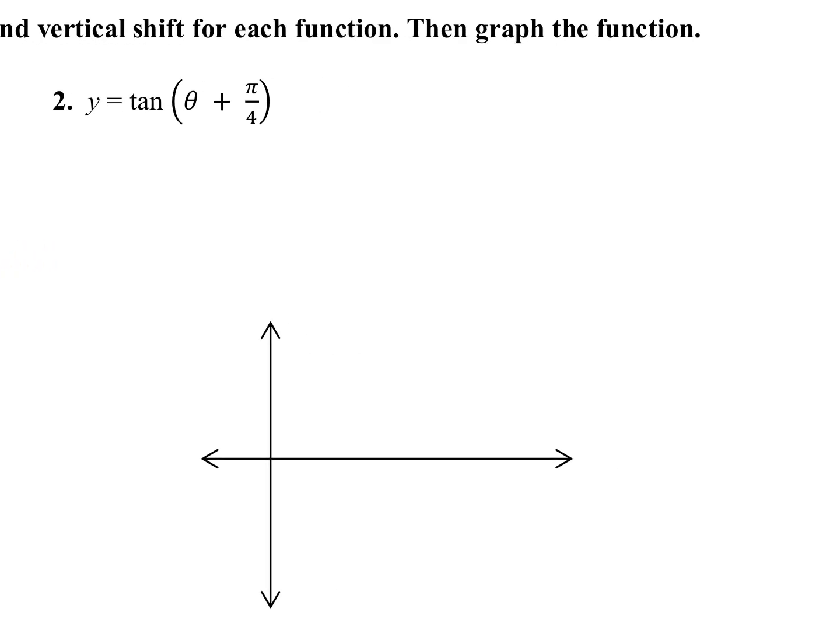All right, number 2 is in radians. First thing they ask for is the amplitude. Remember that sine and cosine are the only ones that have an amplitude. So for this one, we could say the amplitude is undefined. All right, next we want the period.